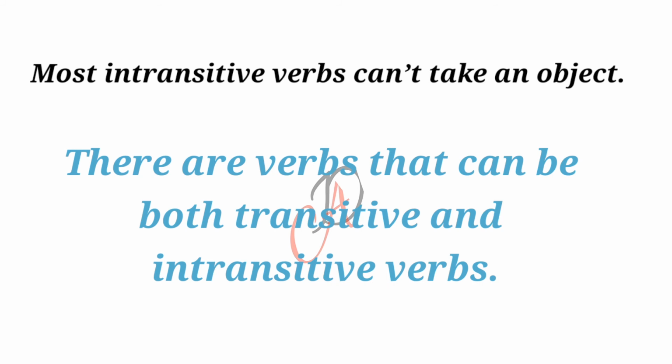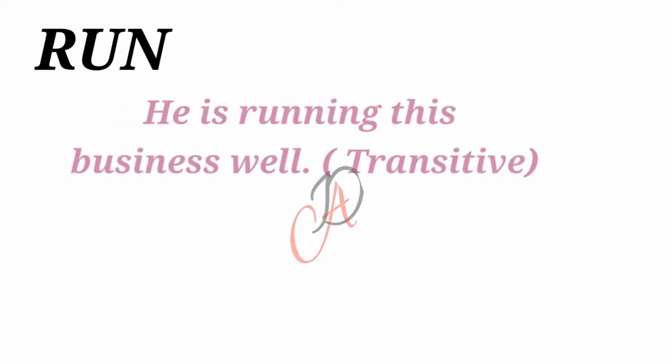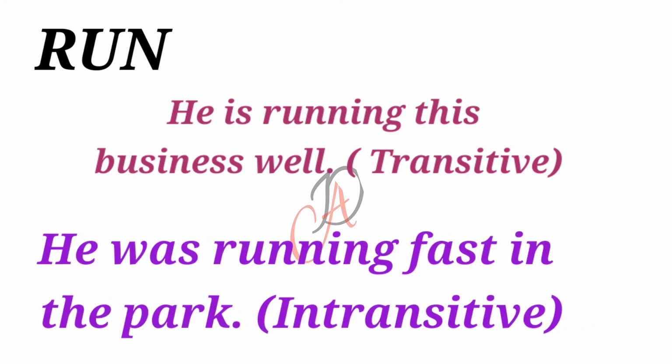So, let's understand this with the example. The first example is with the verb run. Here, the verb run is used both as a transitive and intransitive verb. Let's see the first example of a transitive verb. He is running this business well. Here, running is a transitive verb because it has an object, whereas the same verb running can be used as an intransitive verb like he was running fast in the park. In this sentence, running is an intransitive verb as it does not have any object.